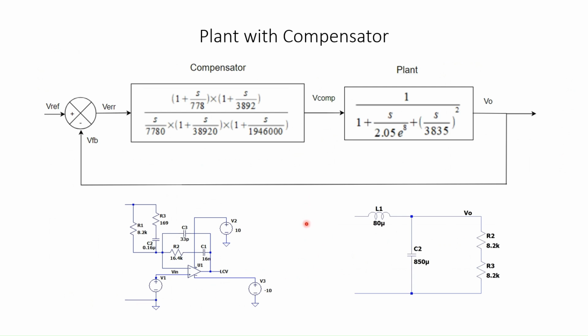The control block diagram is shown with the plant and the compensator. The compensator has been designed as explained in the previous slide, and this is the plant. The plant is nothing but an RLC circuit, and this is a circuit used to simulate the controller. This is a type 3 compensator.